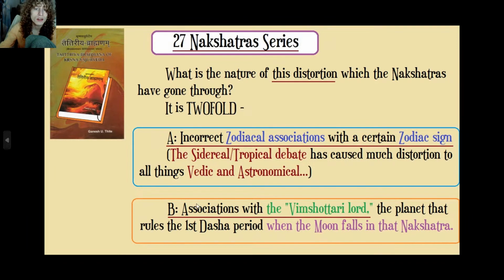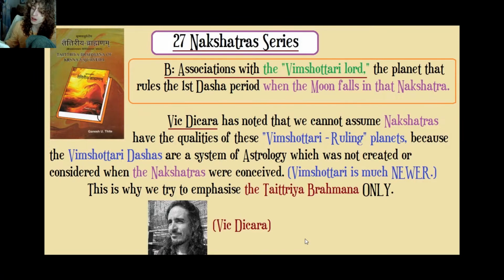Now as well, the second distortion has to do with what's called the Vimshottari Lord, the planet that rules the first dasha period when the moon falls in that nakshatra. So this is an important one. Vic Dicara has noted that we cannot necessarily assume that the nakshatras have the quality of these Vimshottari ruling planets, because Vimshottari dashas are an entirely different system of interpretation. Vimshottari is much newer, which means that when the rishis were conceiving the nakshatras and conveying them for the first time, there was no Vimshottari dasha. So we can't say necessarily that the nakshatras have those qualities.